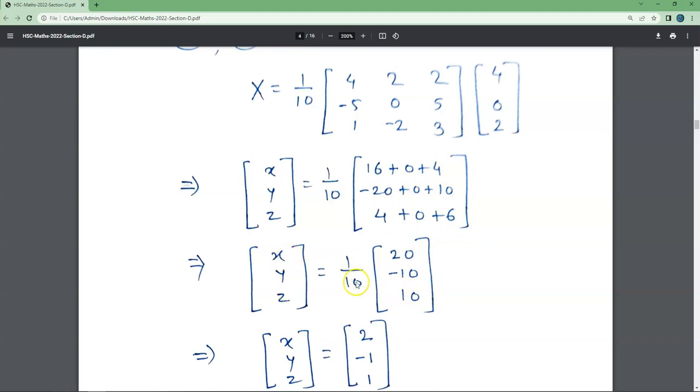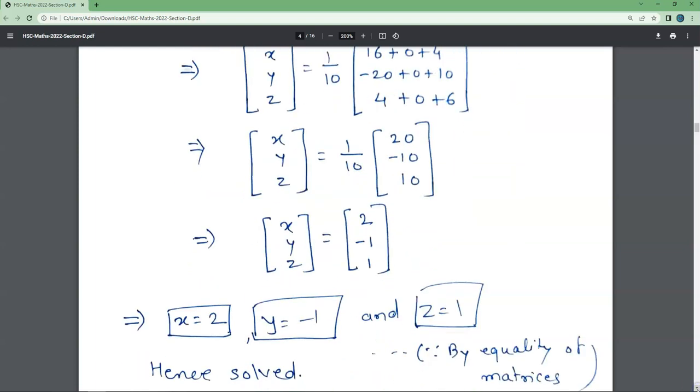So xyz is 1 upon 10 into 20, minus 10 and 10. Now this is 1 upon 10, so 10 will divide all these three. So this will become 2, this will become minus 1, and this will become 1. So 2, minus 1 and 1, that is xyz. Since two matrices are equal, the elements will also be equal. So x is equal to 2, y is equal to minus 1, z is equal to 1 by equality of matrices. Okay, then it's basically solved.